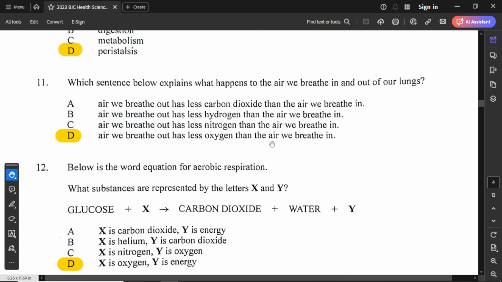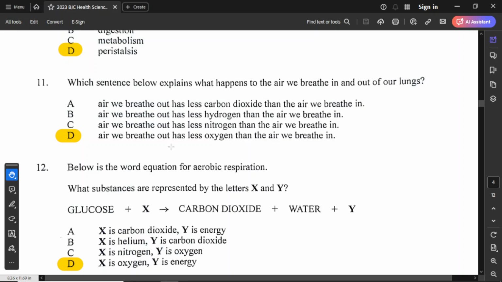For question number 11, it said, which sentence below explains what happens to the air we breathe in and out of our lungs. If you look at option A, it said air we breathe out has less carbon dioxide than air we breathe in, which is not true. More carbon dioxide goes out than what comes in. Option B says air we breathe out has less hydrogen. That is not true because we don't use it, we don't produce it. And of course, hydrogen by itself is also a reactive gas.